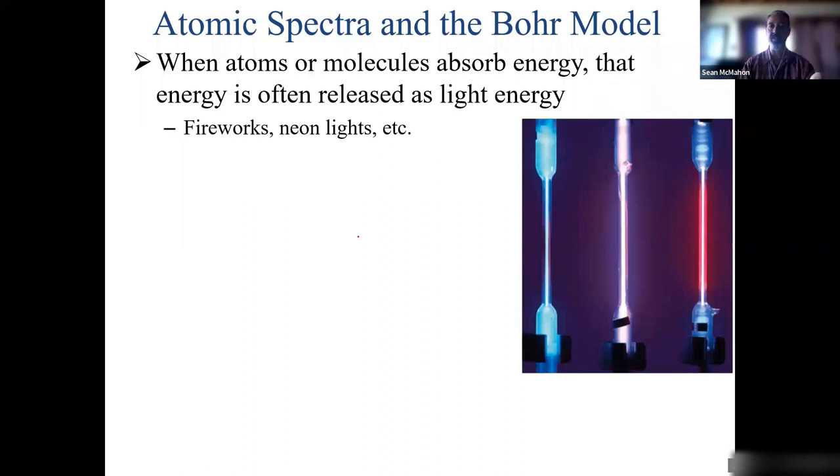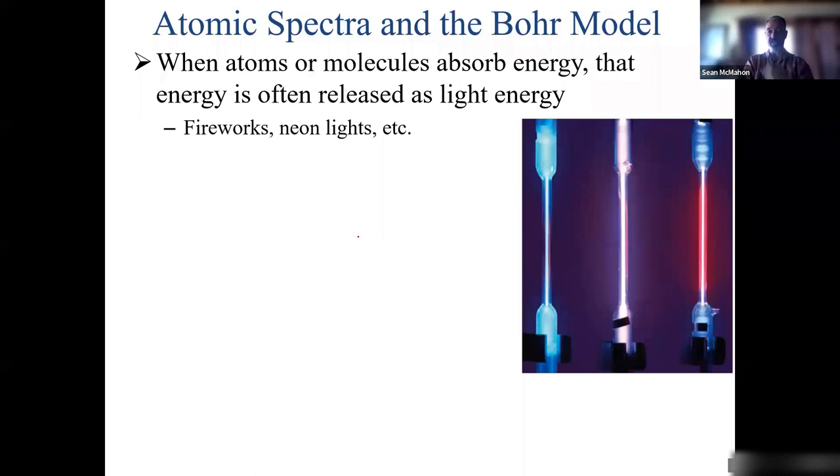So here are some examples of gas discharge tubes. Basically, each of these tubes has a different element. So when you put a voltage or a current through it, you have the atoms in a gaseous form, with electrons around the nucleus, and when you put energy in the form of electric energy, the electrons get excited. But they're still attracted to the nucleus.